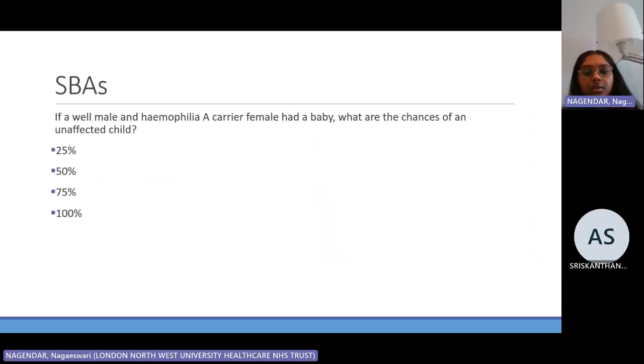Okay, so we'll just do a few example SBAs. The first question: if a well male and a female who is a Haemophilia A carrier have a baby, what are the chances of an unaffected child? So just remember, Haemophilia A is an X-linked recessive disorder.